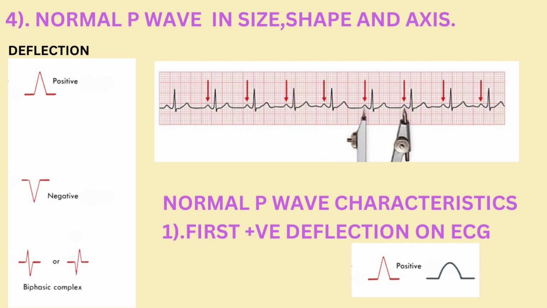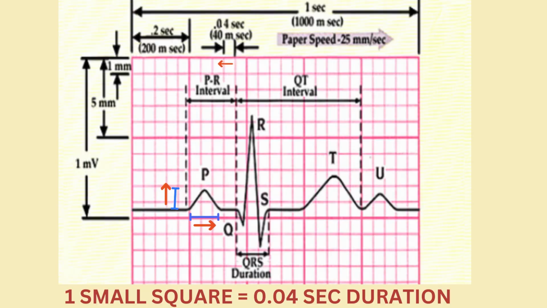P wave is the first positive deflection on ECG. It represents atrial depolarization. We discussed this already. And we know what a positive deflection is, and how we see it on ECG. Now let's see the duration, and height, that is amplitude, of the normal P wave.